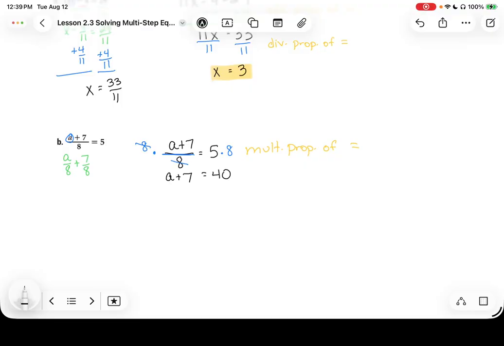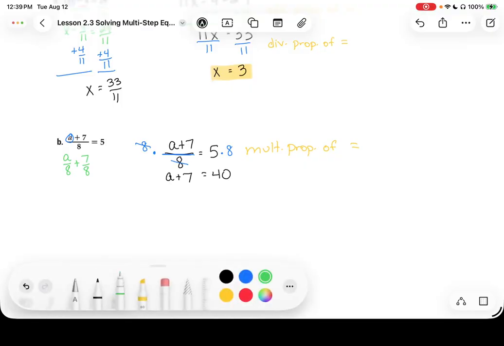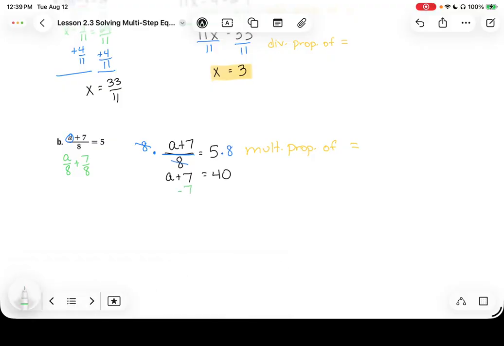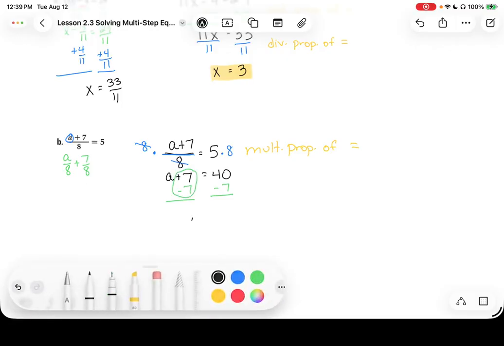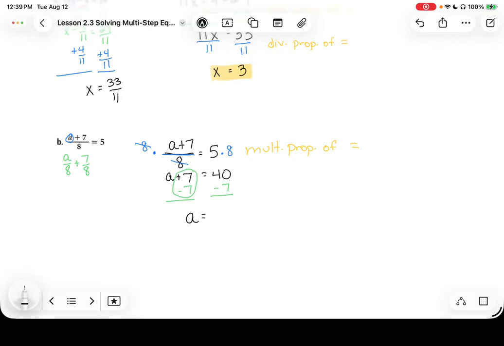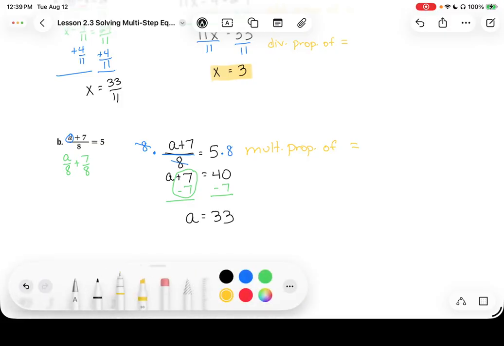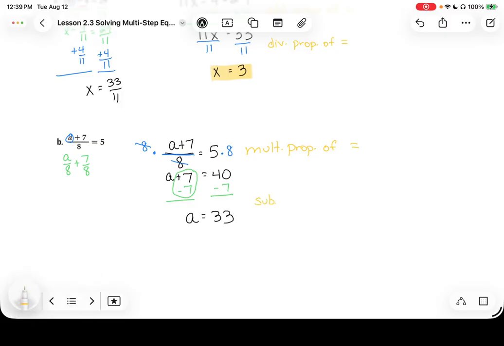Now I have no fractions, and I'm one step away from the answer, which is just to subtract 7 on both sides. This is the subtraction property of equality. 7 minus 7 is 0, leaving me with just a. And 40 minus 7 is 33, the subtraction property of equality.